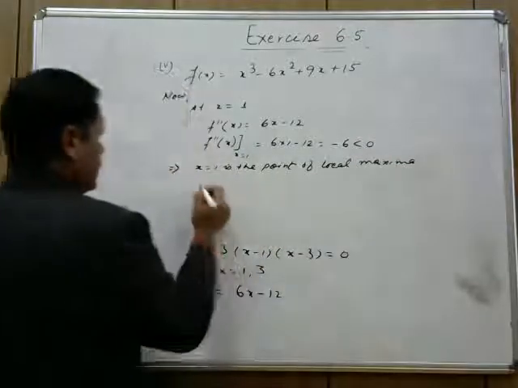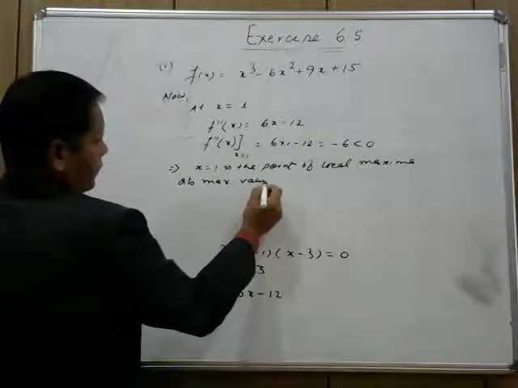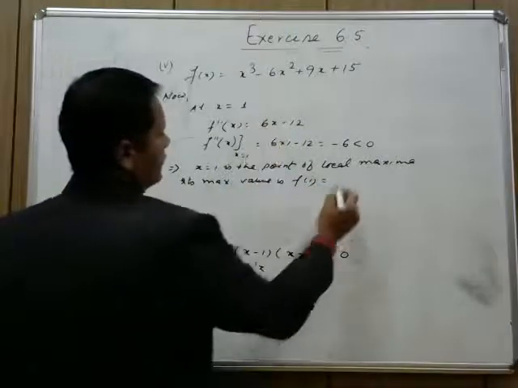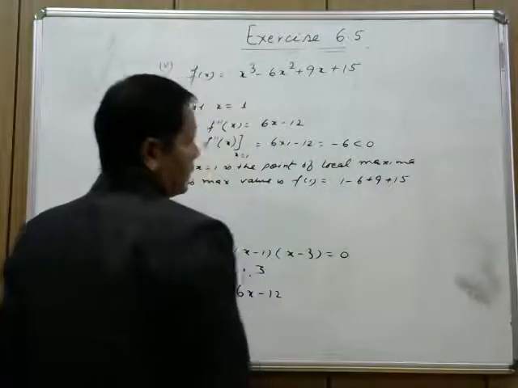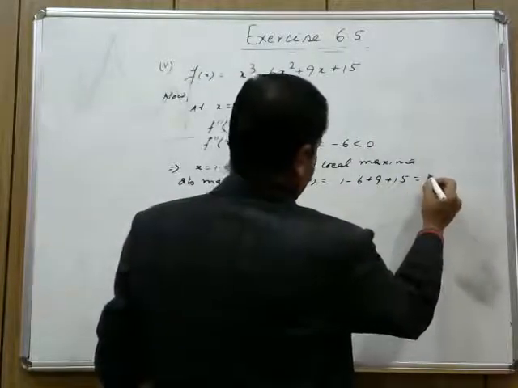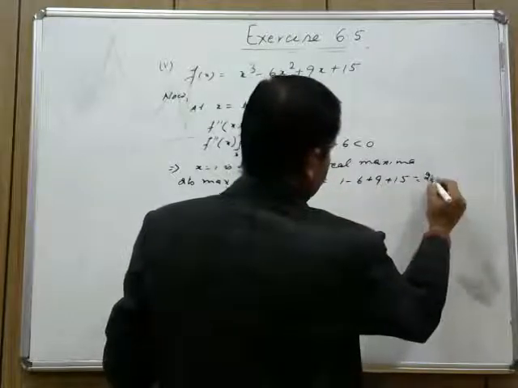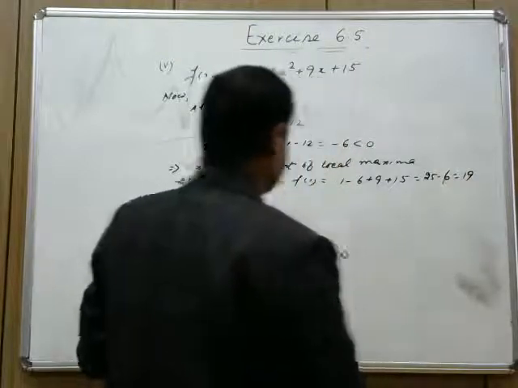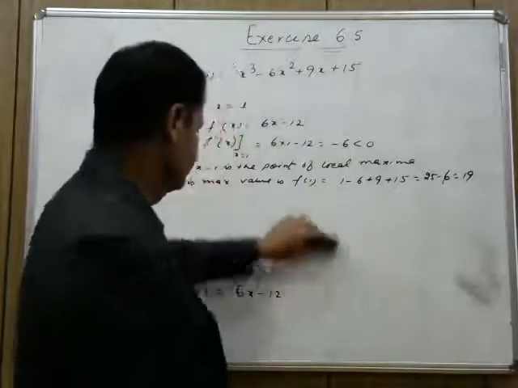Clear? And its maximum value is f of 1, and f of 1 is equal to 1 minus 6 plus 9 plus 15, which is equal to 19. Right? Now we'll check it at x equal to 3.